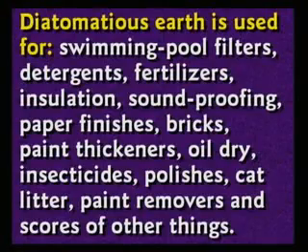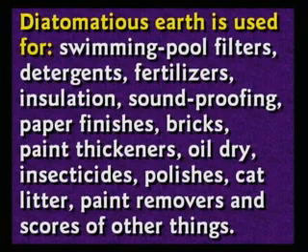And diatomaceous earth is used for swimming pool filters. It's used for detergents to clean your clothes. For fertilizers, insulation, soundproofing, paper finishes. They will mix diatomaceous earth in with the slurry of wood chips and it makes the paper have a slicker surface. When they make paper, diatomaceous earth is in there. Soundproofing, oil dry, paint thickeners, the polishes, cat litter, you know, the white crystals you put out for the kitty, that's diatomaceous earth. Paint removers, and scores of other things.